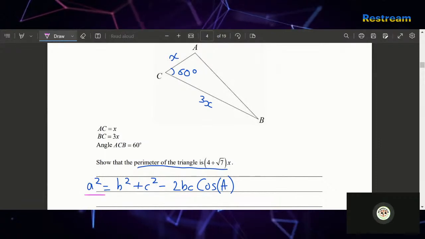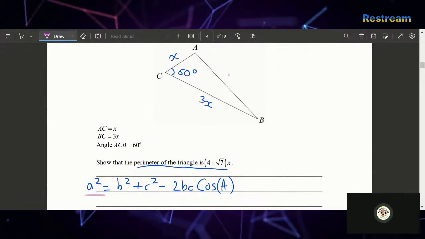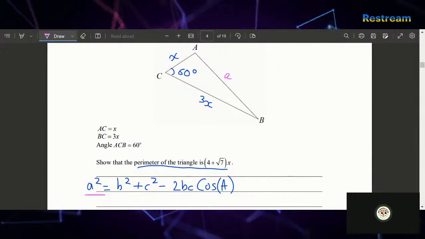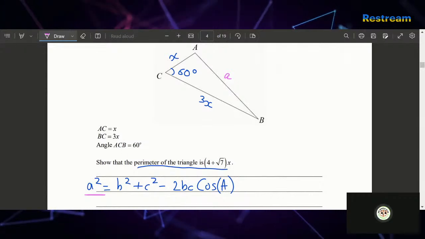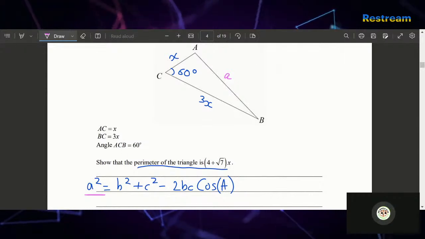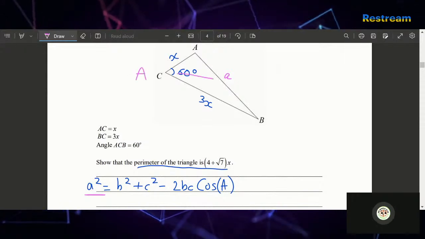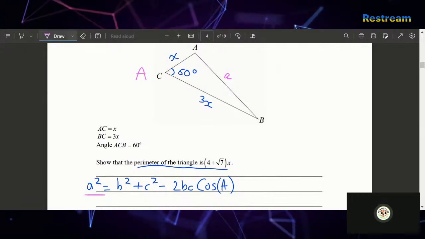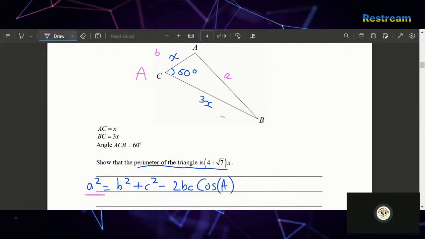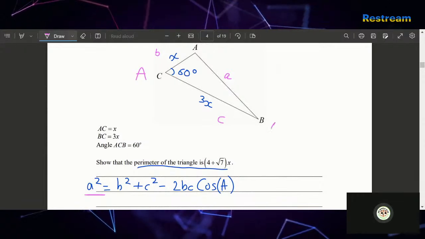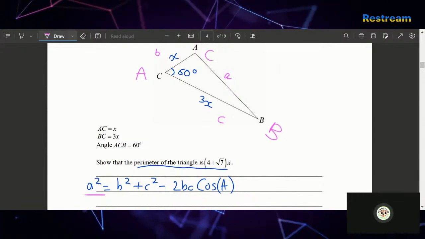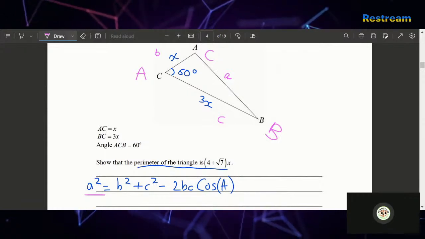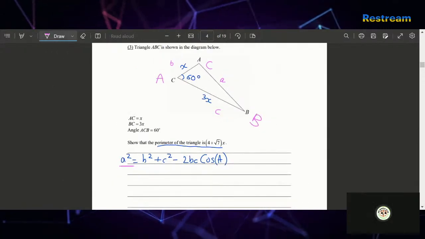We want to find the side AB, so we make this the lowercase a. The side and the angle opposite it always have the same letter, so this angle is opposite this side, and that's capital A. Then you can label b and c on either side, it doesn't matter. Now we've labelled the sides and the angles, we are going to substitute the values into the equation.